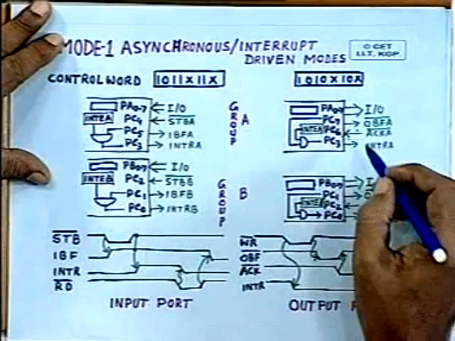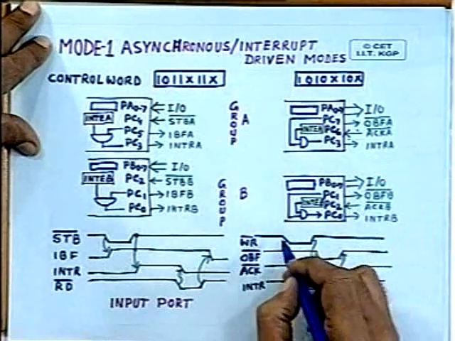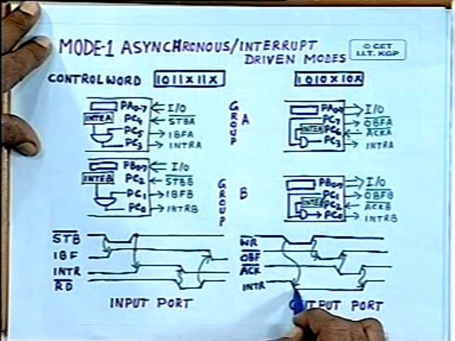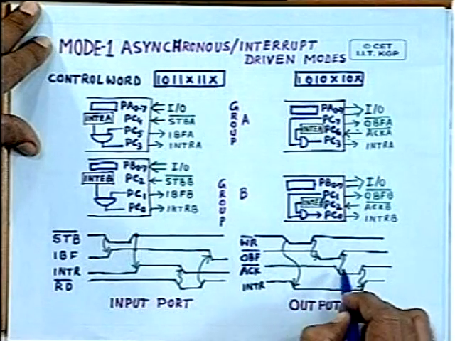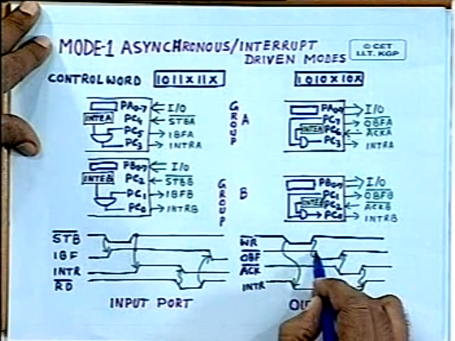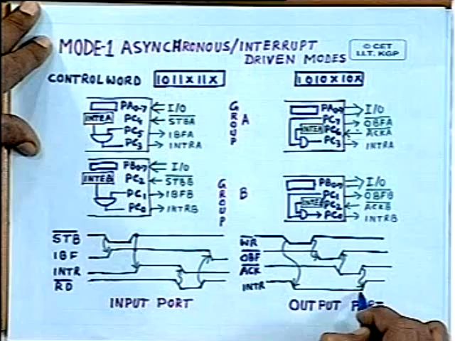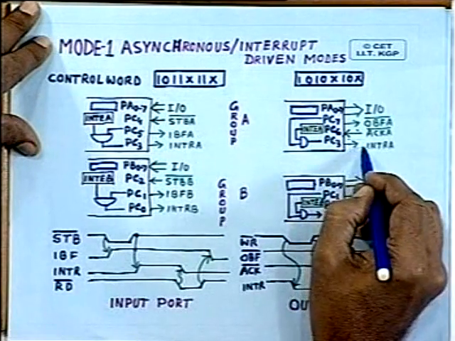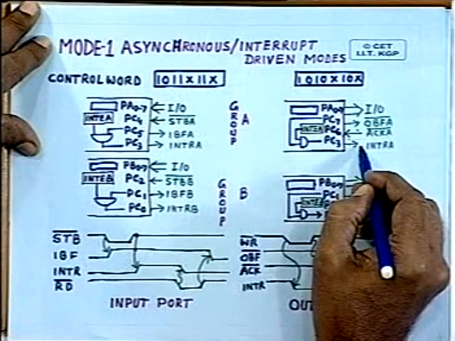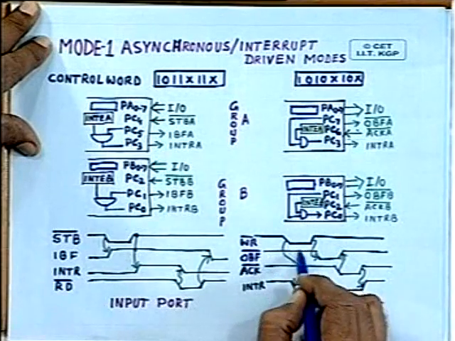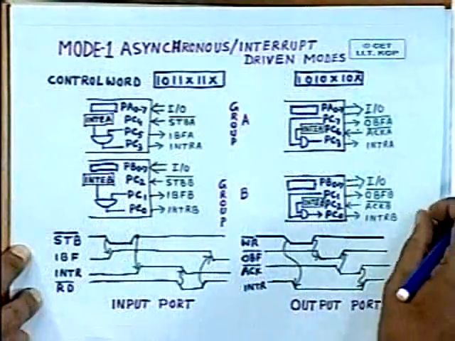Similarly, whenever you are using it as an output port, as you write data into it, the interrupt line goes low. And whenever the IO device reads the data, after the data is transferred, it sends an acknowledgement signal, and the interrupt line goes high. So this interrupt line will go high and interrupt the microprocessor, and the microprocessor in turn will write another byte of data. So in this way, the data transfer will take place in interrupt driven mode. So you can see here, both asynchronous and interrupt driven mode can be performed.